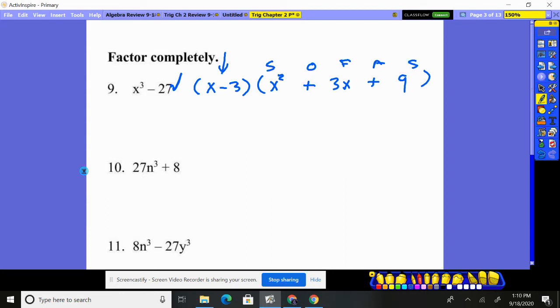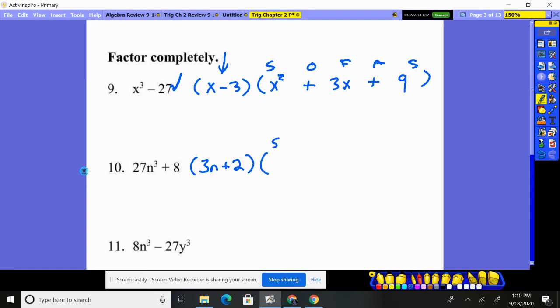Number 10, again, both perfect cubes. So I break it down to the binomial piece first. I say, hey, what multiplied by itself 3 times gives me 27? That's a 3. What multiplied 3 times gives you the n cubed? An n. Okay, what about the 8? Well, the 8 was a 2 times 2 times 2, so that's a 2. So there's my binomial piece.